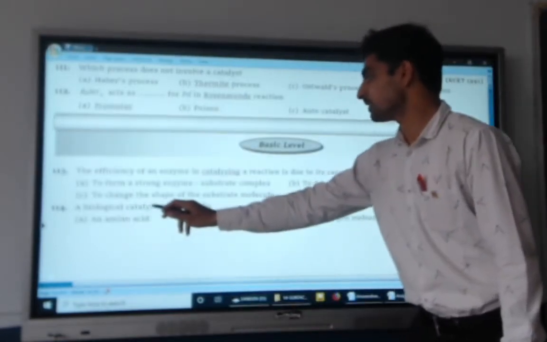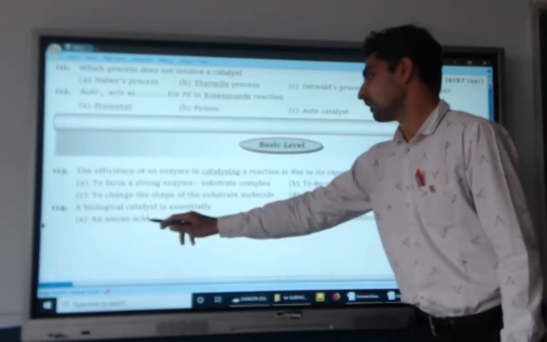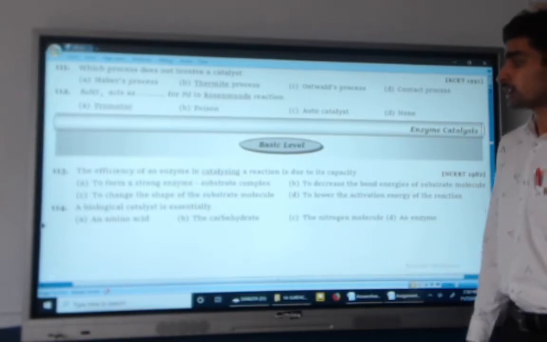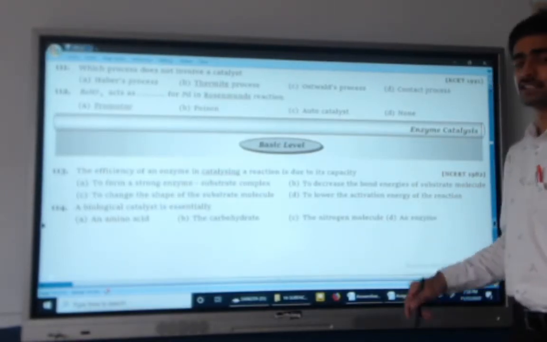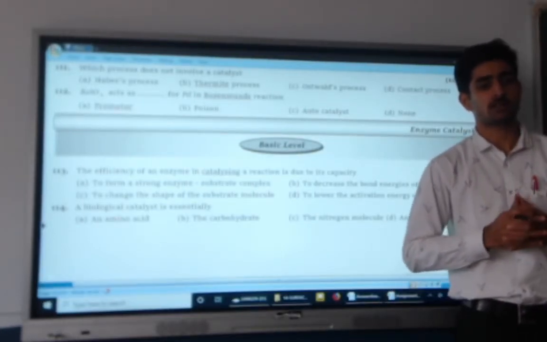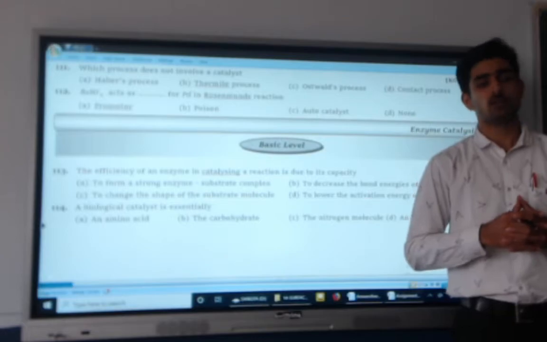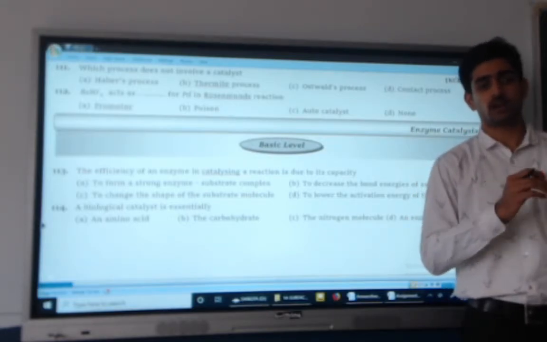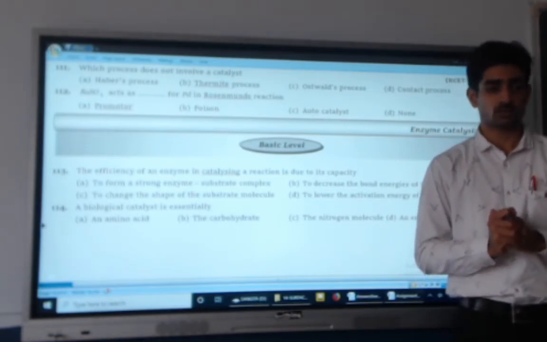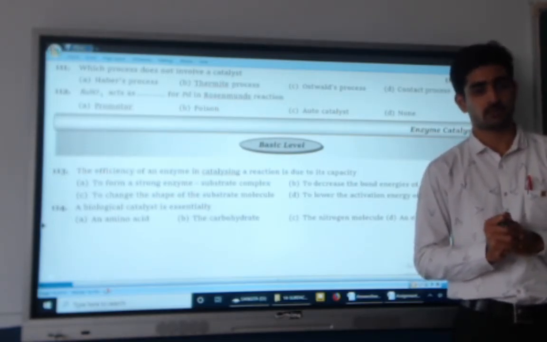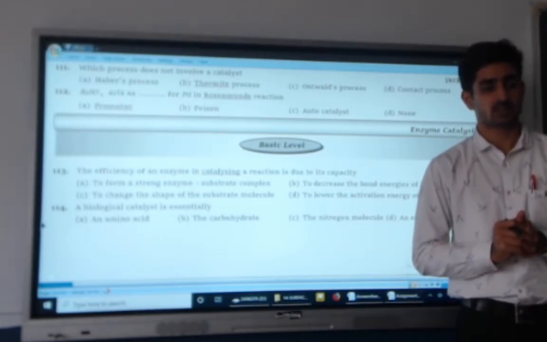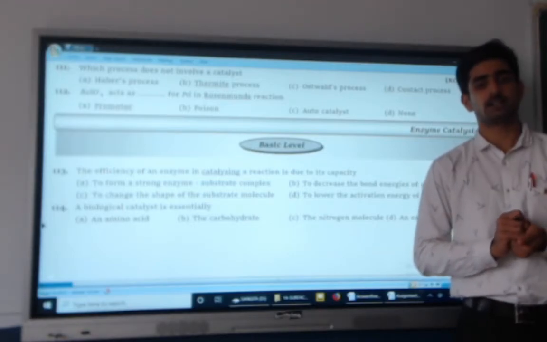Next, a biological catalyst is essentially an amino acid, carbohydrate, nitrogen molecule, or enzyme. So a biological catalyst is essentially an enzyme. So this is all about the concept of catalyst and enzyme. Some more questions will be provided as an assignment to you students. You try to solve those questions, and whatever doubts you get, you can ask us directly. Okay. So in the next class, I'm going to start with the next concept, that is colloids.